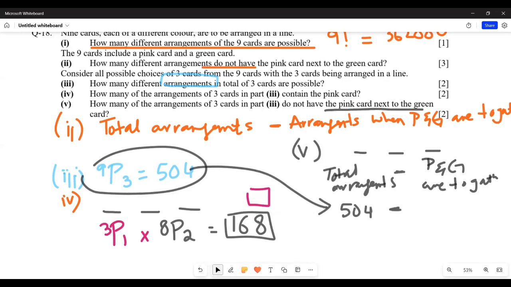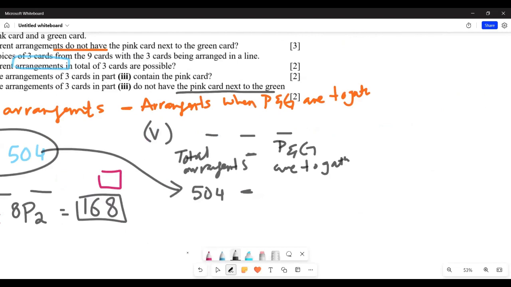Minus, let's group pink and green together. So pink and green, that's going to be 2 factorial arrangements because it can be pink green or green pink. And then we consider it as a single card. And then the total 3 cards have to be selected. So that's a total of 3 cards. 2 are in this group and one is separate. So that's 2 factorial again. So this should be 2 factorial times 2 factorial.